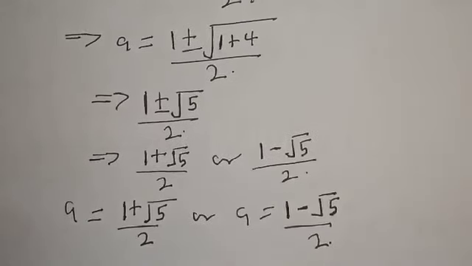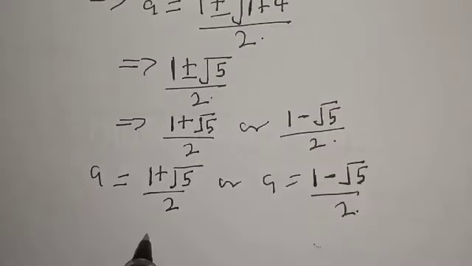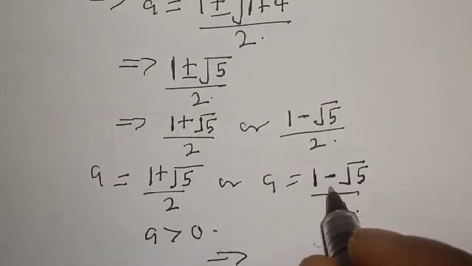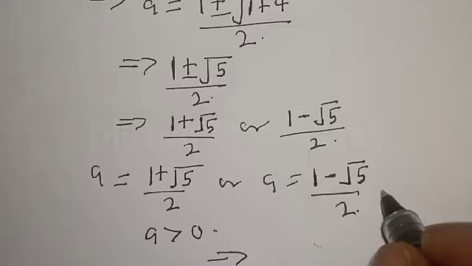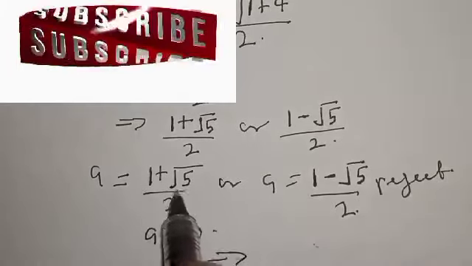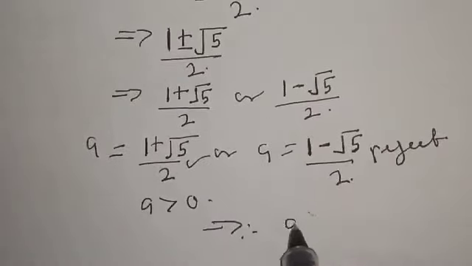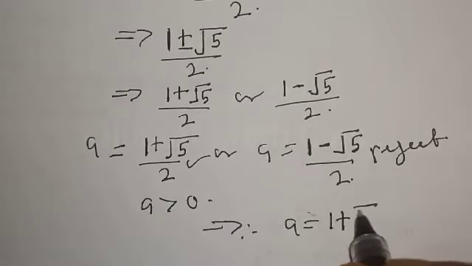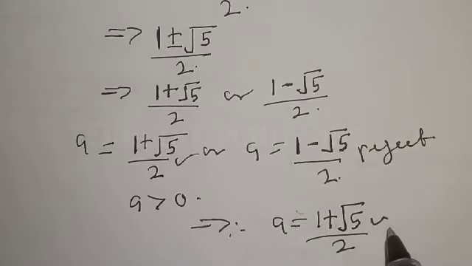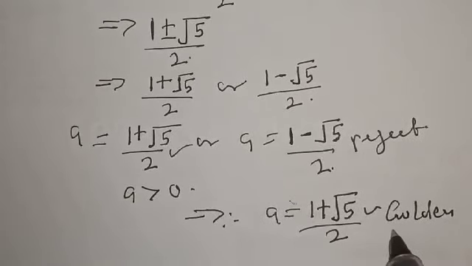5 over 2. But we have a greater than 0. Since a is greater than 0, 1 minus root 5 over 2 is rejected, and we accept 1 plus root 5 over 2. Therefore, our a is equal to 1 plus root 5 over 2. This is our golden ratio.